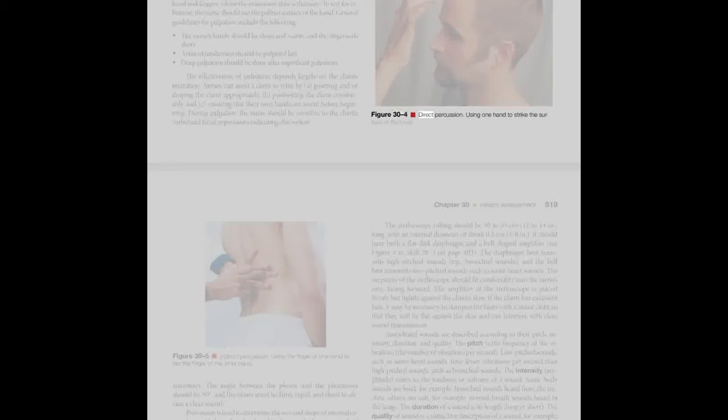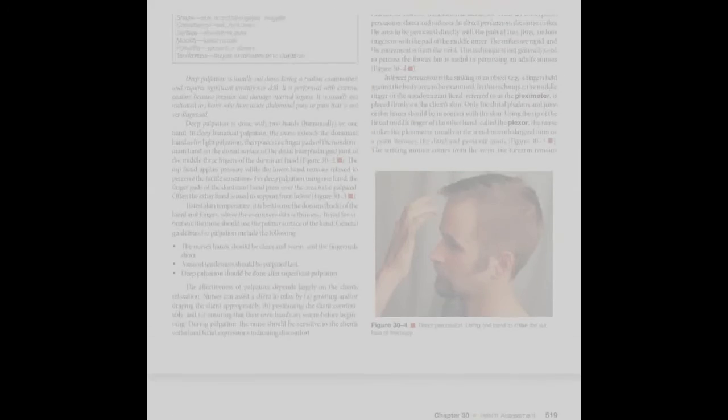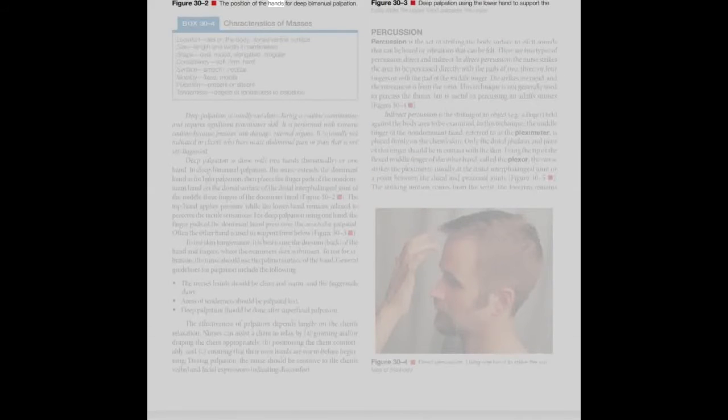Figure 30-4, direct percussion, using 1 hand to strike the surface of the body. Figure 30-2, the position of the hands for deep bimanual palpation. Figure 30-3, deep palpation using the lower hand to support the body, while the upper hand palpates the organ.